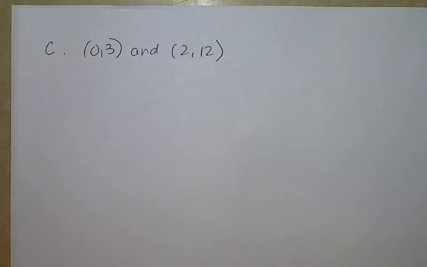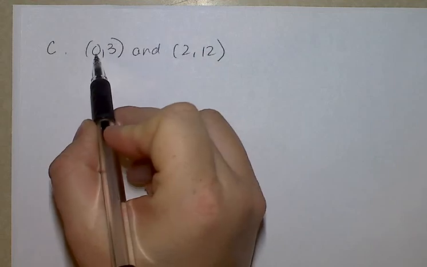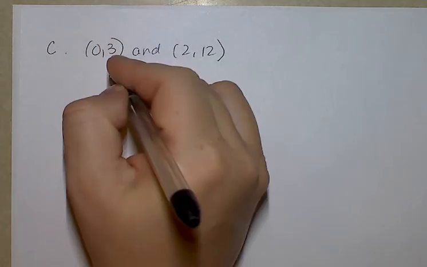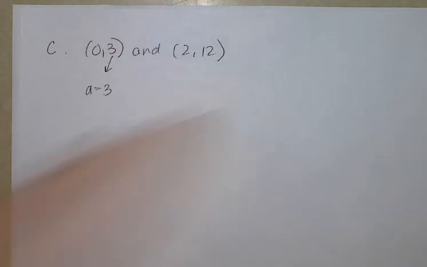Remember, not all problems, which we'll see in option D and E, not all problems will come with the y-intercept. But if they do, and we know it's a y-intercept, when the x value is 0 followed by some number. When it does happen this way, we can say, hey, we're done with a. A equals 3.